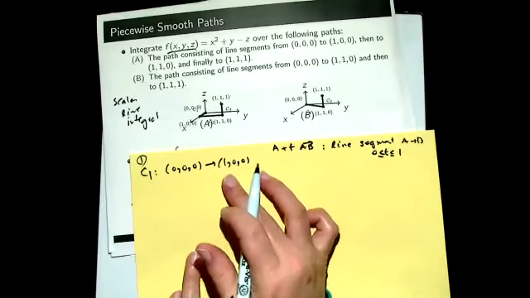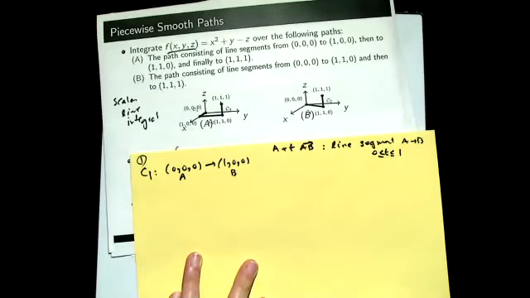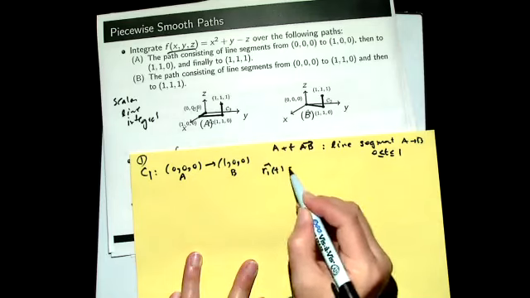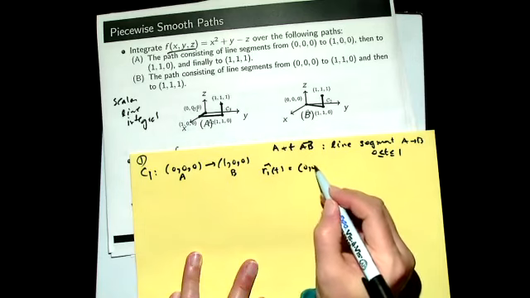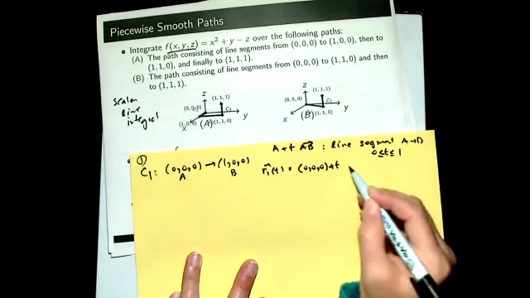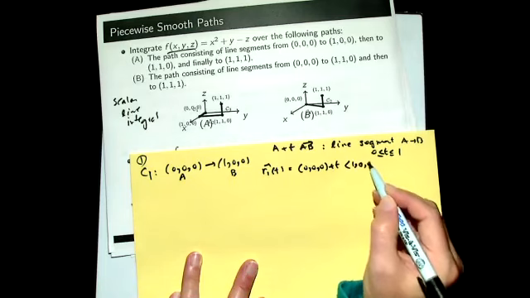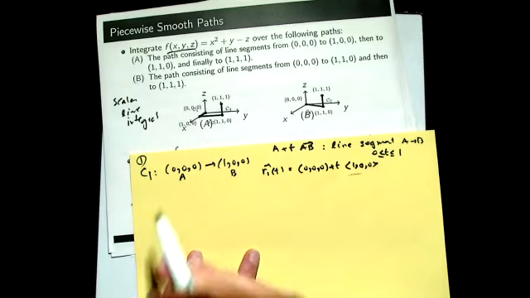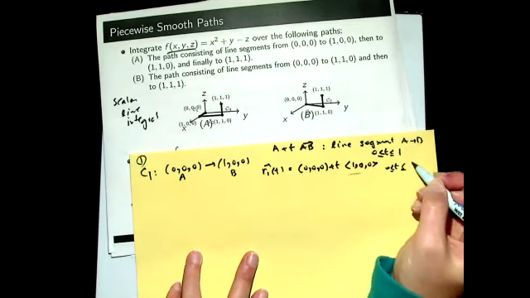And so T is between 0 and 1. So for the first part, what is point A? A is this, B is here. So I write R1 of T equal to point A, which is 0, 0, 0, plus T times point B minus point A. But point B minus point A is just point B, because point A was the origin. And T is between 0 and 1.